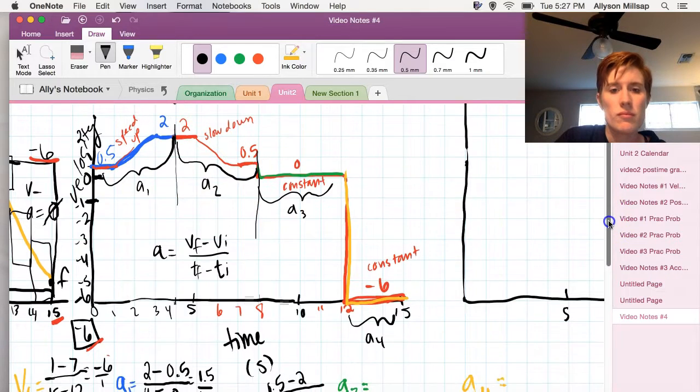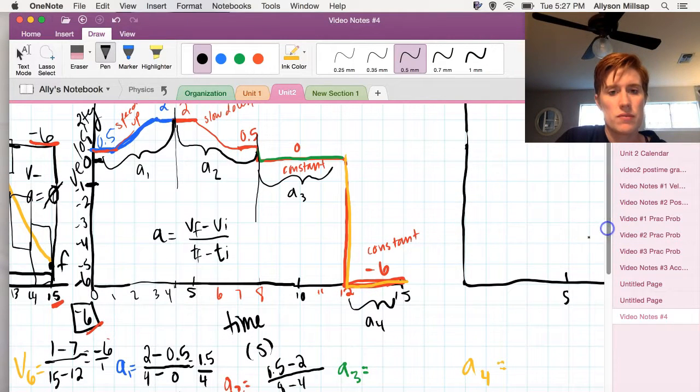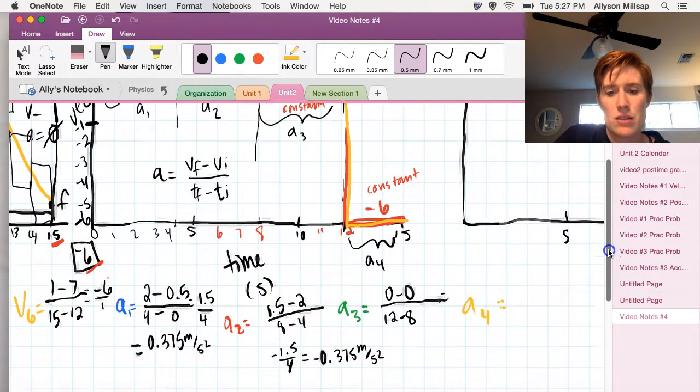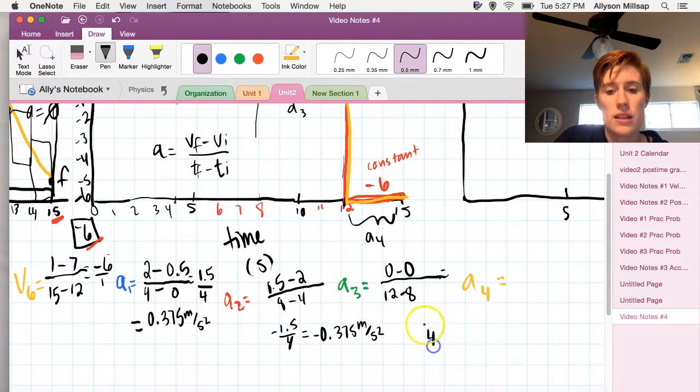So, our last acceleration. We do our final speed minus our initial speed. What's our final speed here? It's 0. What's our initial speed? It's also 0. Remember, that's why I just wrote one number. 0 minus 0. And then our final time here is 12 seconds. Our initial time is 8. When I do 12 minus 8, I get 4 seconds. So 0 divided by 4 is just 0. That means I don't have any acceleration.